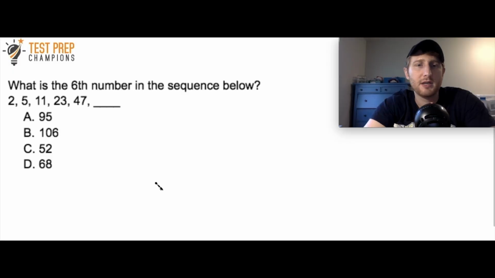What is the sixth number in the sequence below? And the sequence is 2, 5, 11, 23, 47. And I'd like you to pause the video and try to figure out which number goes here in the blank. And whenever you're ready, just unpause the video and we'll go over the answer.